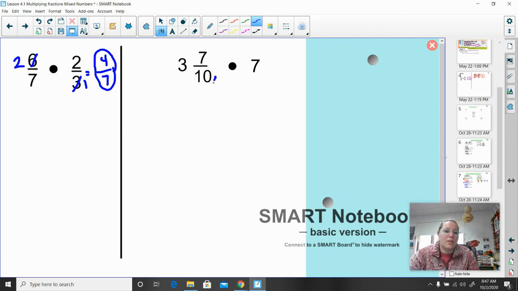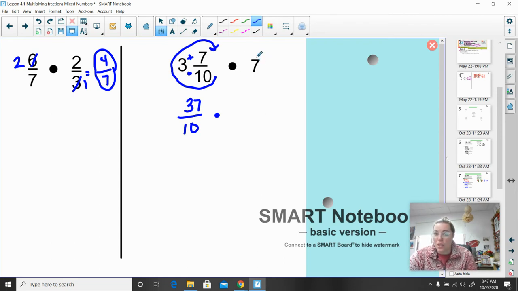Okay, so I'm going to turn this into an improper fraction by doing a cartwheel. 10 times 3 is 30, plus 7 is 37 over 10, times, now 7 is a whole number. It still has to be an improper fraction. Remember, all whole numbers can be a fraction if we put them over 1. So I'm just going to put 7 over 1 here.